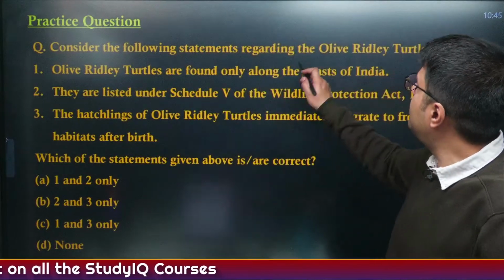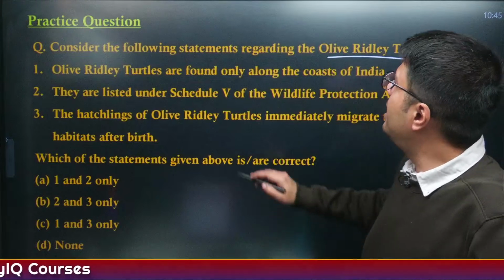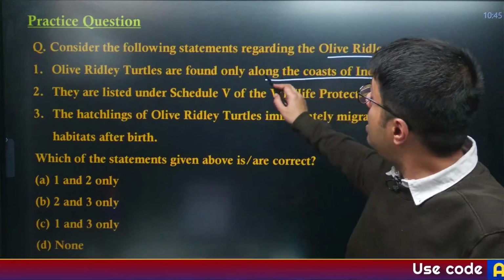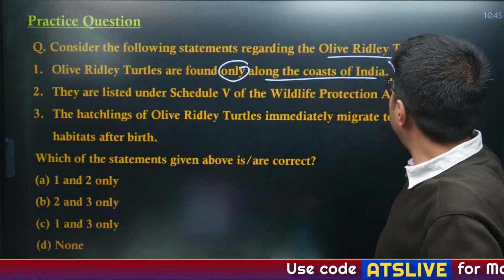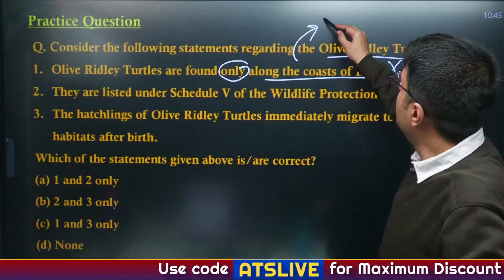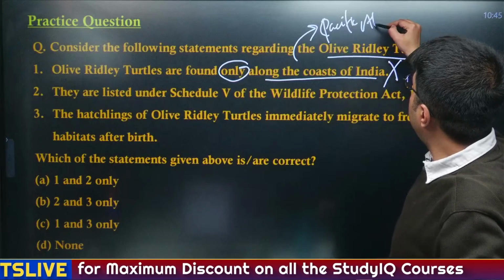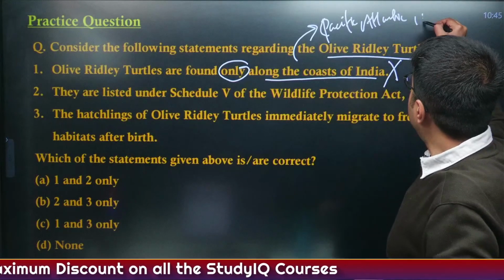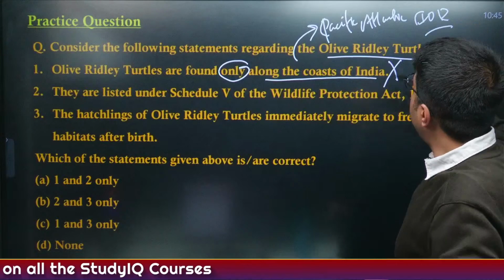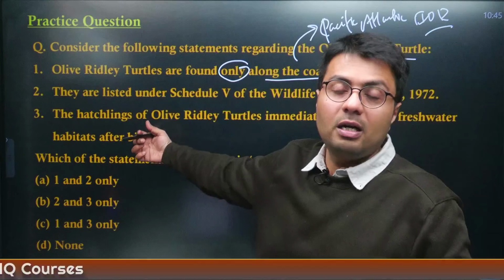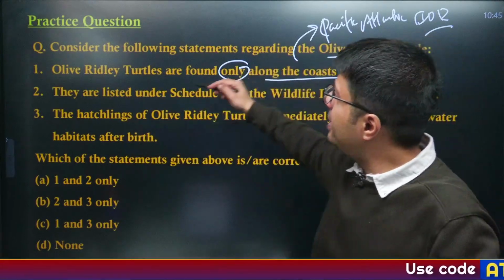Consider the following statements regarding olive ridley turtles. They are only found along the coast of India. It is incorrect. As I told you, they are found in the coast of the Pacific Ocean, Atlantic Ocean, as well as the Indian Ocean region. So they are not found on the Indian coast only, but they are found in other countries also. So the first statement here is incorrect.